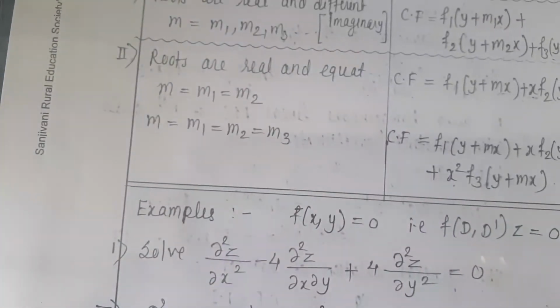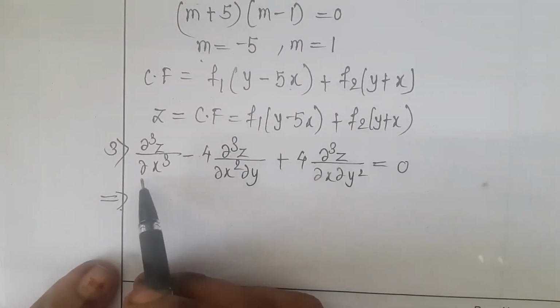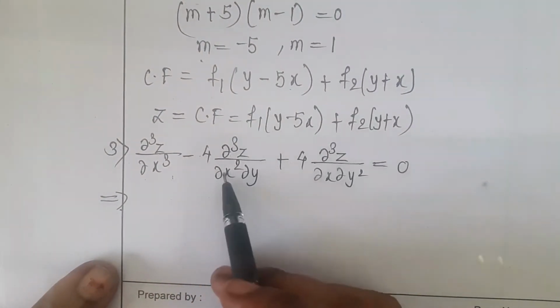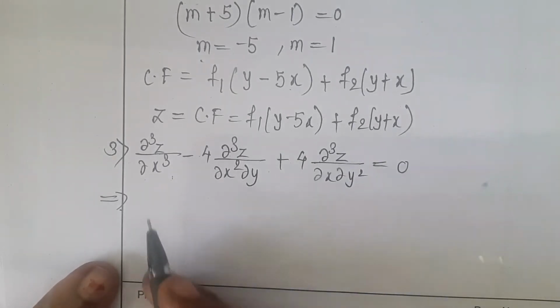So the next question is del cube z by del x cube minus 4 del cube z by del x square del y plus 4 del cube z by del x del y square is equal to 0.